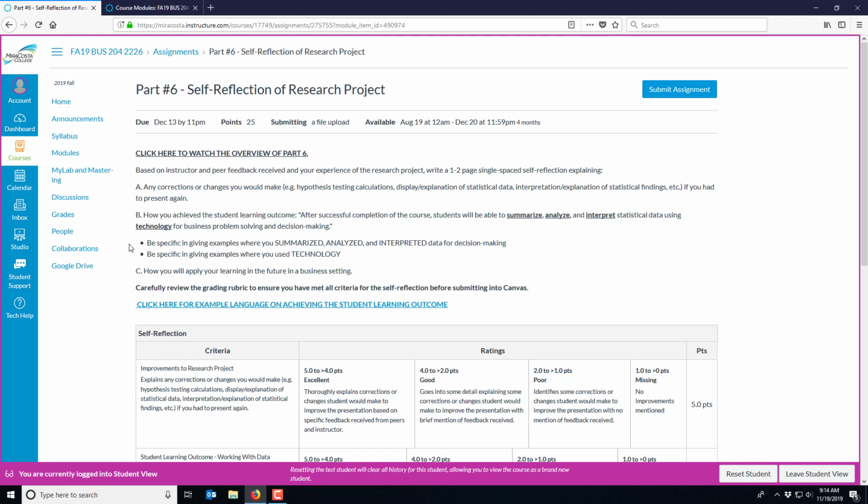In Part B, you're going to explain how you achieved the student learning outcome of our course, which states after successful completion of the course, students will be able to summarize, analyze, and interpret statistical data using technology for business problem solving and decision making. So it's important that you be specific in giving examples where you summarized, analyzed, and interpreted data for decision making. And secondly, you want to be specific in giving examples where you used technology. This assignment will give you a chance to practice how to explain as it relates to business statistics.